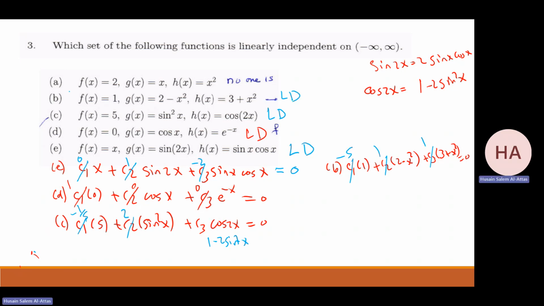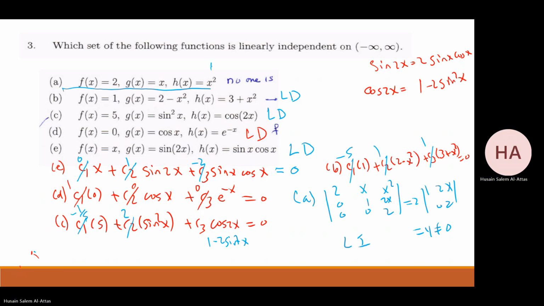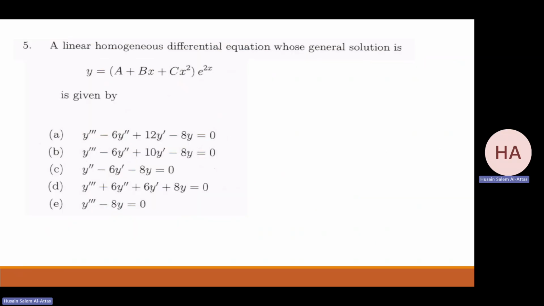Now the first one, for sure, this will be linearly independent. For A, I'll do the Wronskian to be sure. x, 1, 0, x squared, 2x. That gives me 2. Cancel this with this. I have 1, 2x, 0, 2. So I have 4, not equal to 0. So it's linearly independent. Yeah, I think that will do.